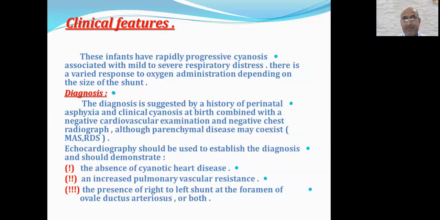Diagnosis. Diagnosis is suggested by a history of perinatal asphyxia and clinical cyanosis at birth, accompanied by a negative cardiovascular examination and negative chest radiograph, although parenchymal disease may coexist, like RDS or meconium aspiration syndrome.